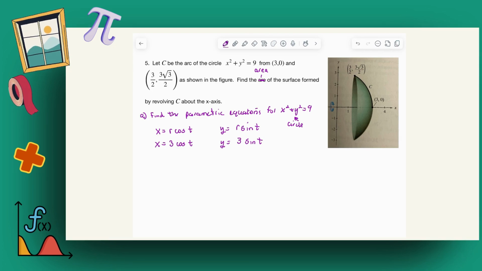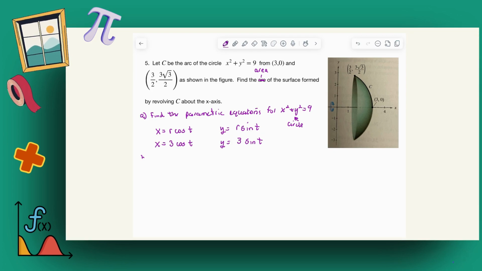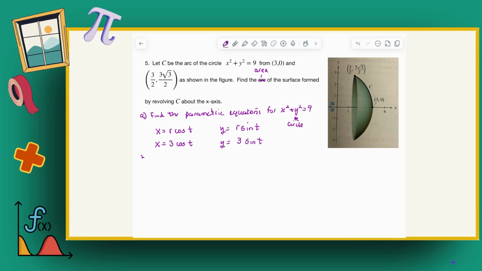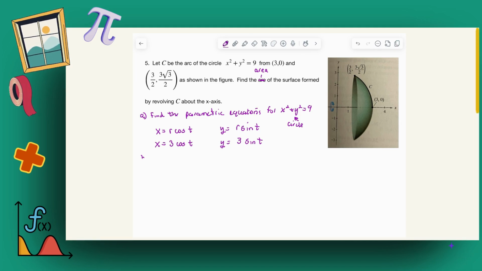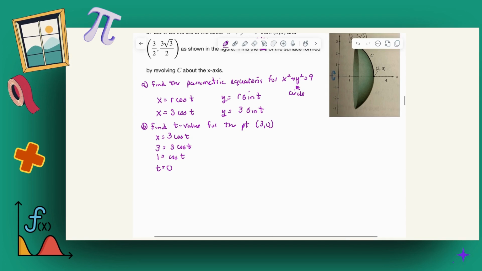Now that we know our parametric equation, we need to figure out time t at the point (3, 0) and time t at the point (3 halves, 3 the square root of 3 over 2). So again, I'm going to choose to plug this into either my x equation or my y equation. It really doesn't matter which one. You will get the same answer. I'm going to choose to plug it into our x equation. So I'm going to let 3 equal our x, and so I'll have 3 equals 3 cosine of t. Solving for t, I get t equals 0.